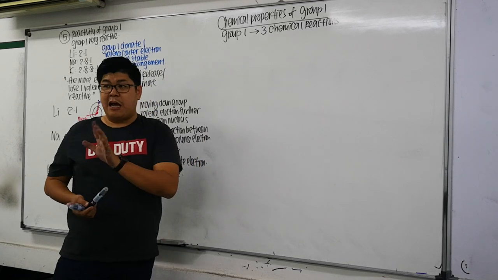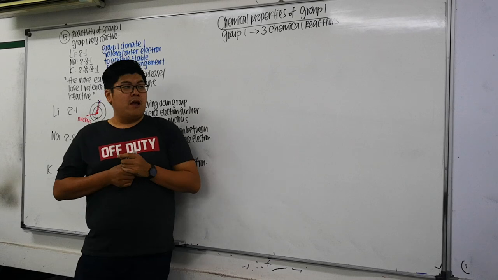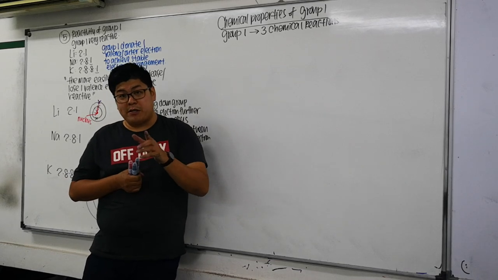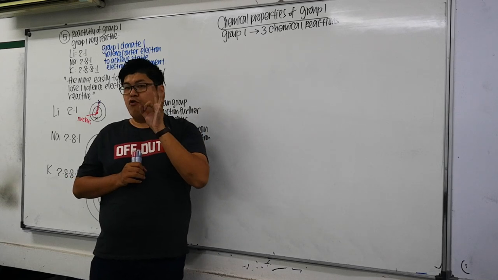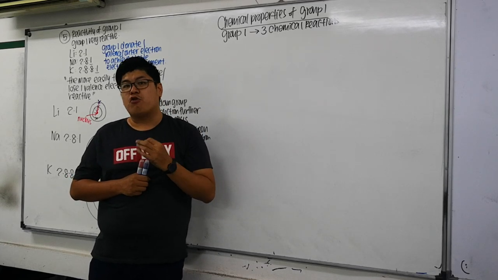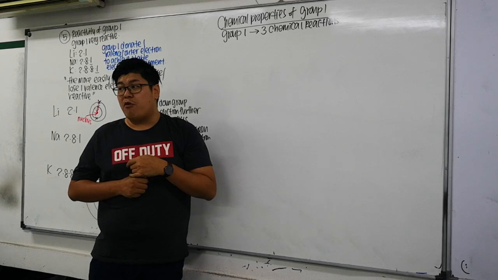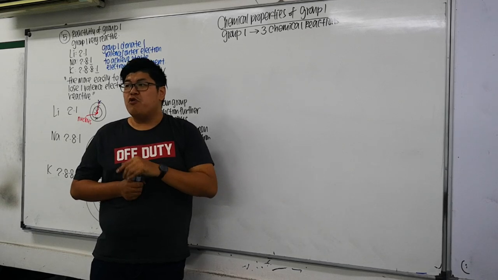Why? Listen, I'll give you some numbers first. Group 1: how many members? Three. Imagine I have 3 chemical reactions, and every chemical reaction has 3 of them. I'd need to memorize 9 equations, which is nonsense.